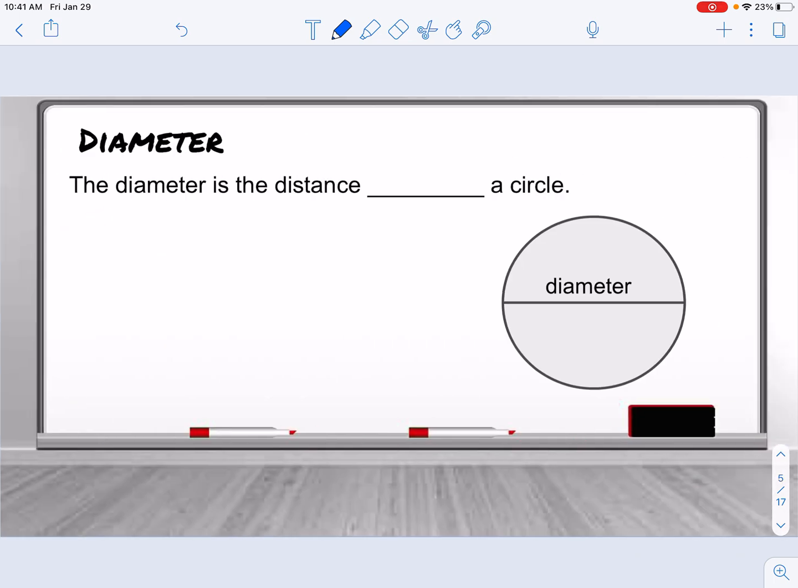And then we have the diameter. The diameter is the distance across a circle. So from one side of the circle to the other, passing through the center, is the diameter.